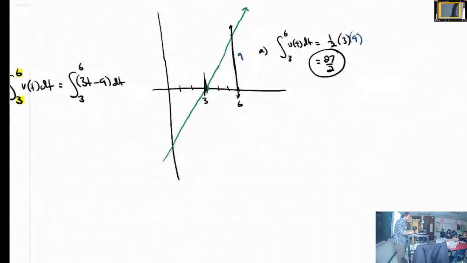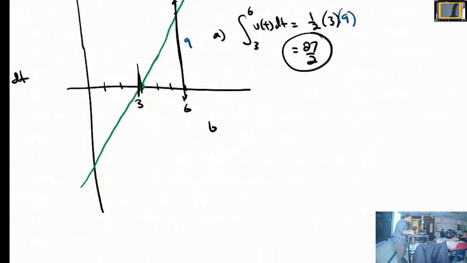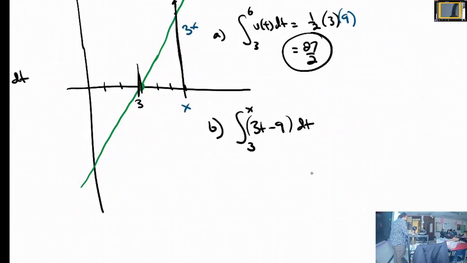This is going to be very similar to what we did earlier with the area formulas. For part B, we're doing the area from 3 to x of v of t dt. Actually, I'll put the formula in there. It's 3t minus 9 dt. Now again, the only thing that's going to change here is that instead of 6 and instead of 9, we're going to have x, and we're going to have 3x minus 9 as our boundaries there. As long as 3 is the left bound, this problem is pretty simple. If you move it anywhere, it gets a little more complicated.